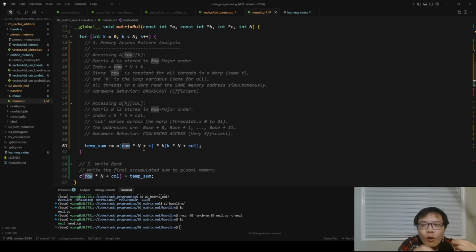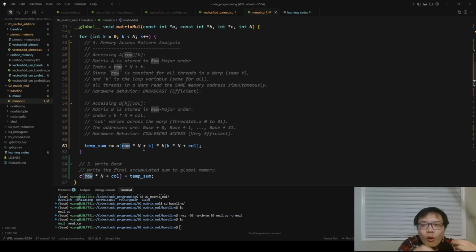Here's the real problem. Think about the next warp, the one calculating row 1. They will need to read B0, B1, until B31 again. And the warp after that will read it again. So in this naive implementation, we're dragging the same data from global memory, VRAM, across the PCIe bus or L2 cache thousands of times, while we are hitting the memory bandwidth limit, or we are moving data more than we're doing math.